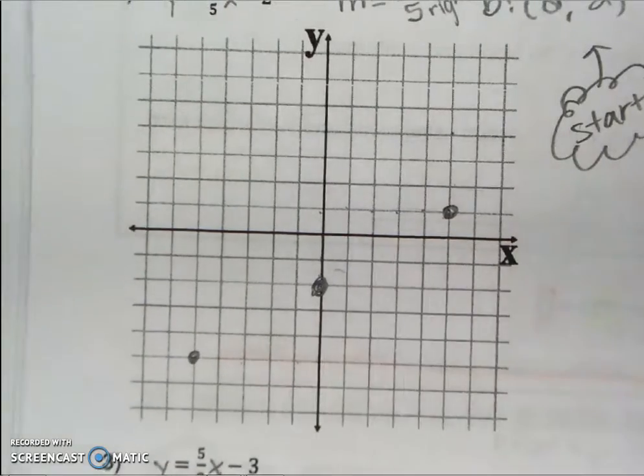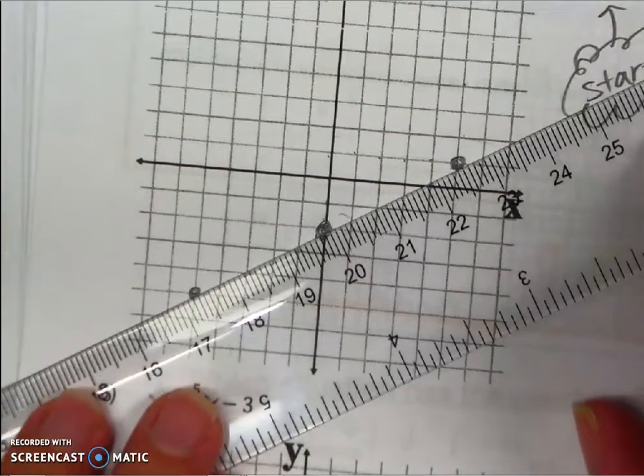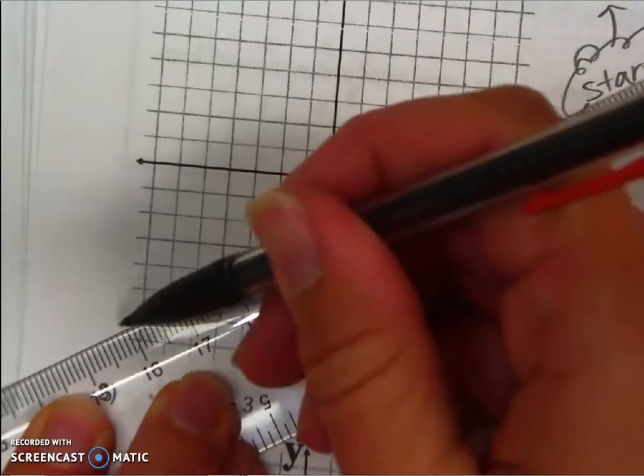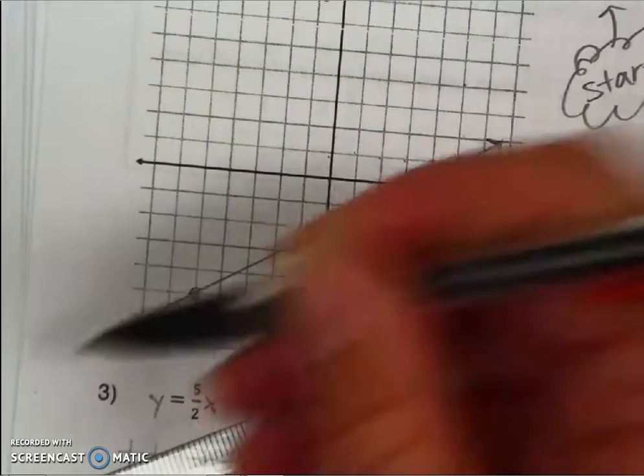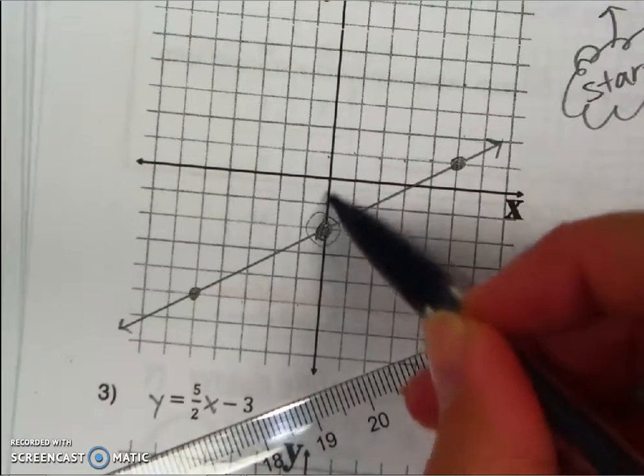And then we would use our ruler to connect those points to make sure we have a nice, perfect, straight line. Look at that. Look at how beautiful that is. So we have our y-intercept and we have our slope. Awesome. All right, let's try this one.